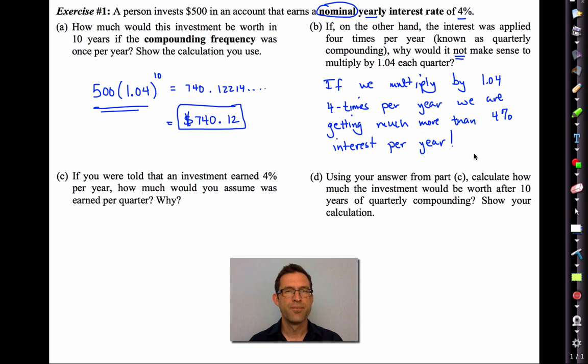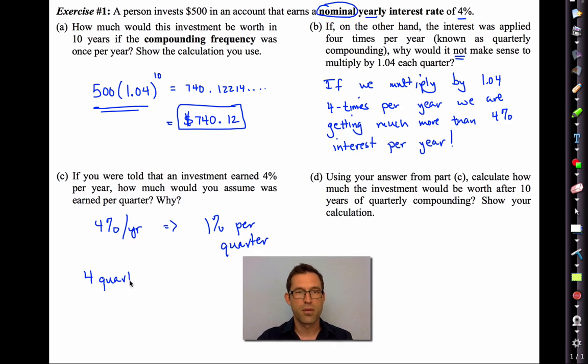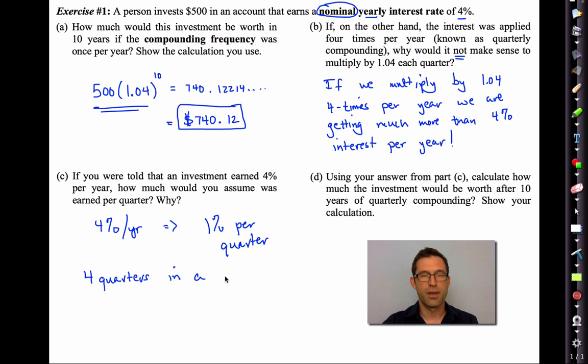Let's take a look at C. Now this is an interesting question: if you were told an investment earned 4% per year, how much would you assume was earned per quarter, and why? Well, I think almost any person would say, if I'm getting 4% per year, then I must be getting 1% per quarter, very simply because there are 4 quarters in a year. So you'd take that 4%, divide it by 4, and get 1%.